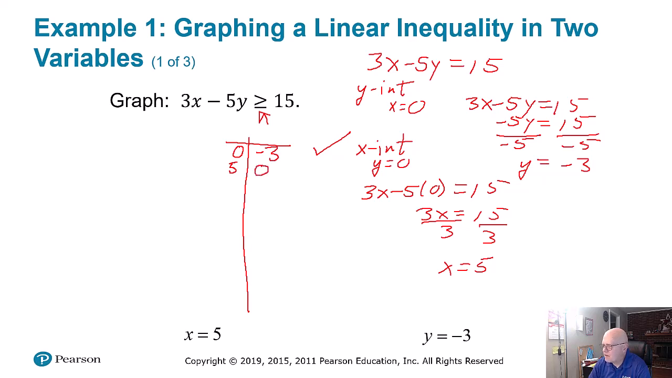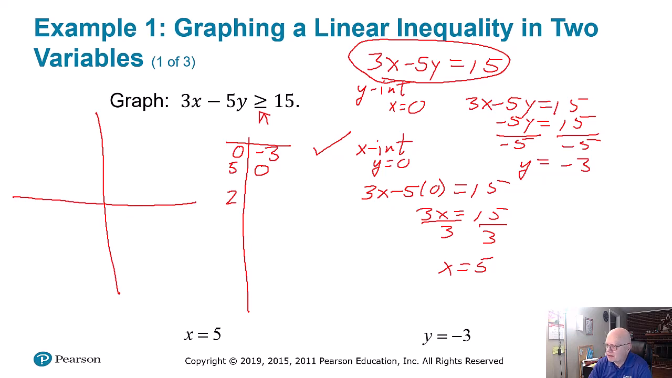Now, if you want to be safe, pick another one. Pick another x, maybe a 2 or something like that, and use this equation to figure out what the y is that goes along with it. I'm going to stick with these two because they were so easy. I am really sure that I'm correct. So I'm going to draw a picture. Now this is a little bit careless perhaps, but I don't have any straight edge here that I can work with. So 0, negative 3 would be down here somewhere. That's my y-intercept. And the x-intercept is about out here, 5, 0. Those are my 2 points.